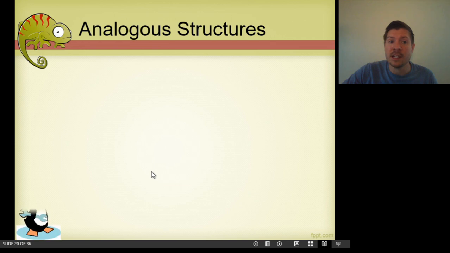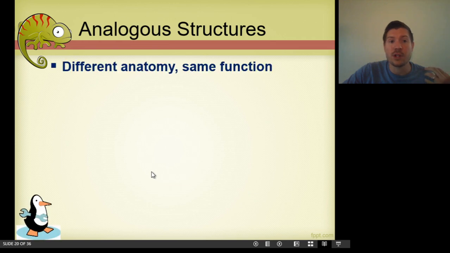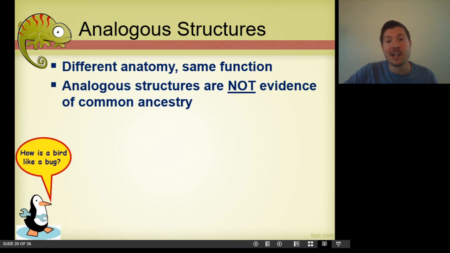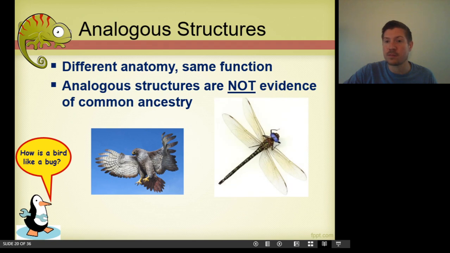Conversely, analogous structures are when you have different anatomy but the same function. So these are not evidence of common ancestry. So think about birds and bugs. Okay, they both have wings. Wings are for flying. However, these have very different anatomy. No bones in these wings. They didn't get these wings from a common ancestor.